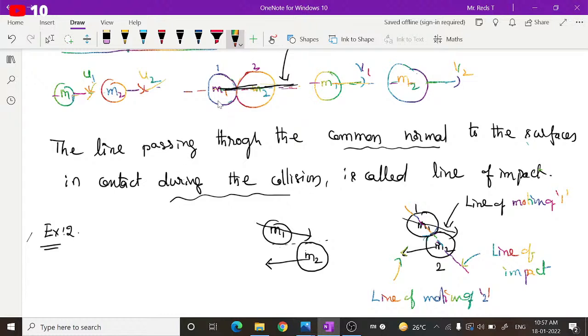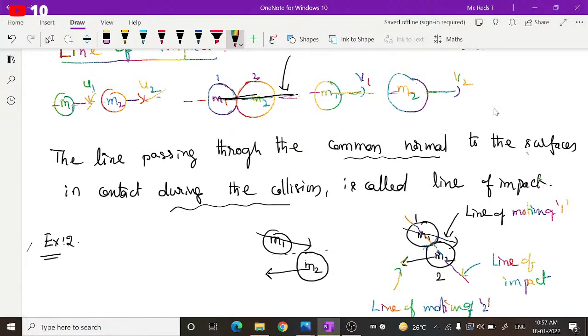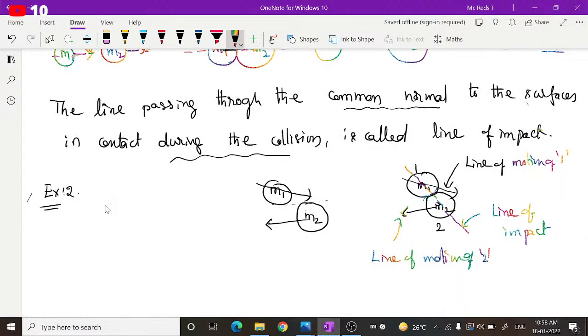So this kind of collision: here, before collision and after collision, they are moving along the same direction. So we can call this a one-dimensional collision, or a head-on collision. But here they are moving in different directions, not along the same line. After collision also they may move in different directions. So this kind of collision can be called an oblique collision. This can be considered an example of an oblique collision. Have a note of this point also.